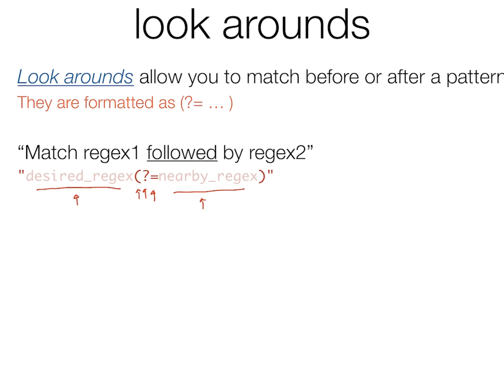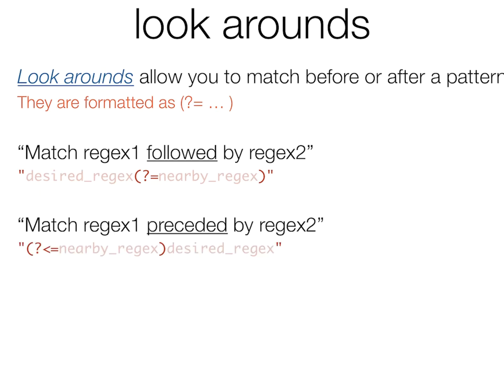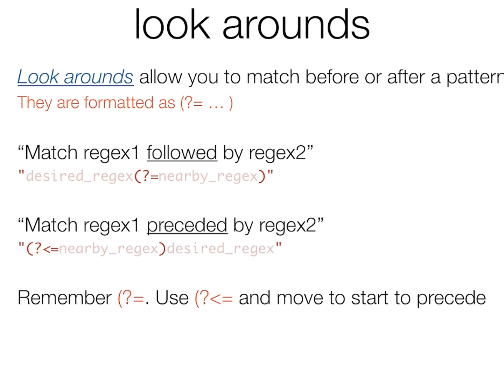We'll see an example of this in just a moment. Right now, all we need to know, it's a desired regular expression followed by some other regular expression, but you don't want to match the second one. You only want to match the first one, okay? You can do the exact same thing if you want to precede, and it looks almost identical. The difference is the parentheses question mark equals, that expression now goes before the regular expression that you want to match, and you put a less than right before the equal sign, okay? That's the only difference. So as you're thinking about this, think about it as parentheses question mark equals following it, but if you want to precede it, just move it to the front and put a less than right before the equal sign.